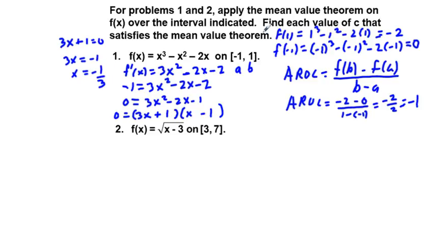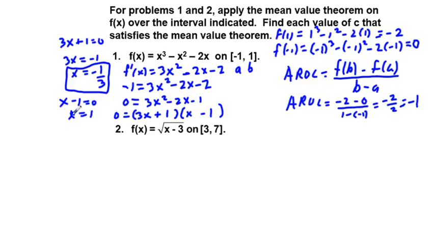It says c that's satisfied, and this is going to be on the interval indicated. So this would be x equals -1/3, one of our values of c that satisfies the mean value theorem. Next, we take this x minus 1, x minus 1 equals 0. And so we add 1, so x equals 1.